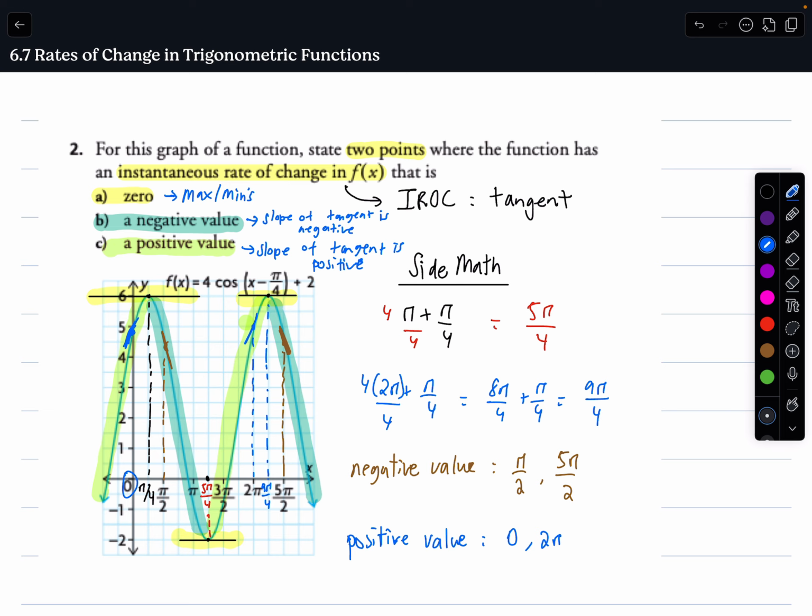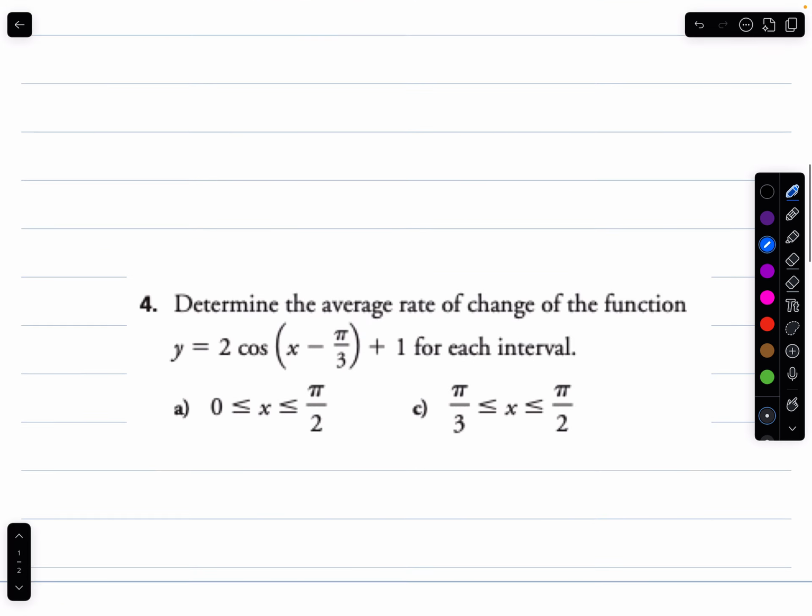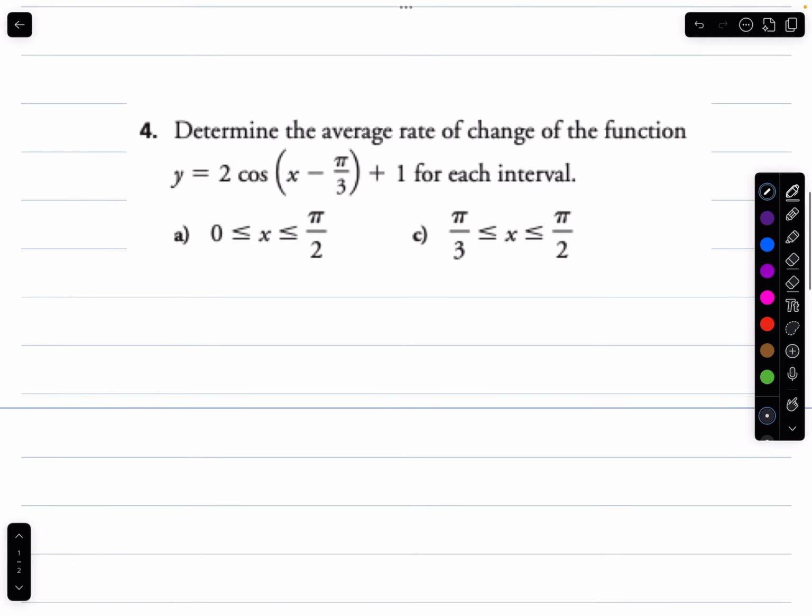So just a rule of thumb, remember, instantaneous rate of change has to deal with the tangent of the graph. When it's 0, that means we're at a max or a min. So we have 2 maxes in this equation and 1 min. When it's a negative value, we know the slope is negative, and when it's a positive value, we know the slope is positive.